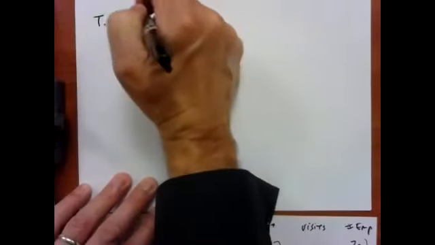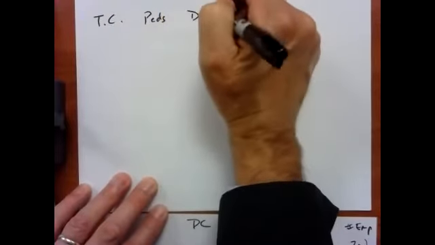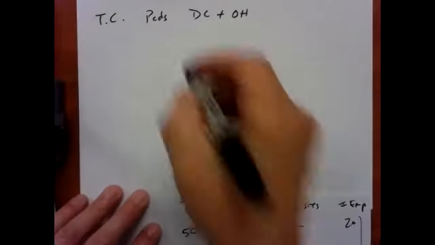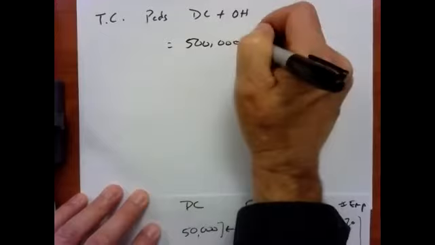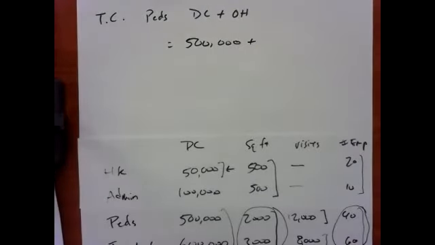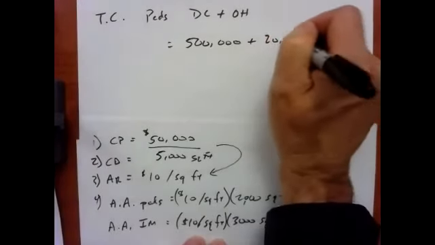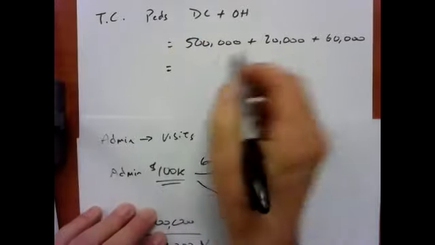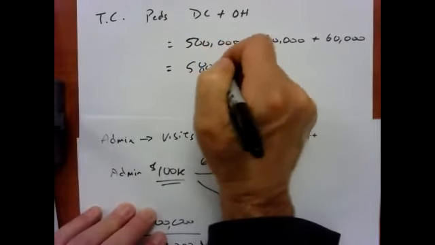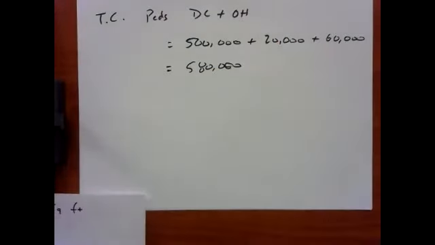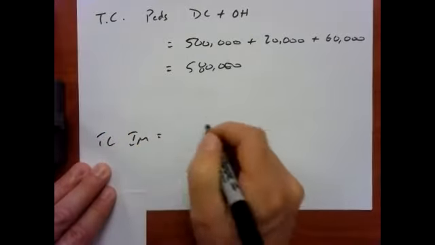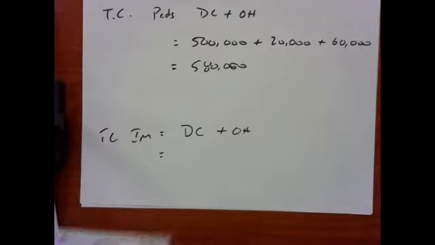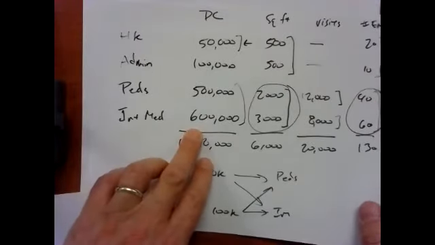So total cost for PEDS is the direct cost plus the overhead cost, right? The direct cost for PEDS we said was 500,000. The overhead costs were housekeeping 20,000 plus admin 60,000. So that's 500 plus 20 plus 60, that's 580. And then the total cost for internal medicine, again, is the direct cost plus the overhead. The direct cost for internal medicine was 600.